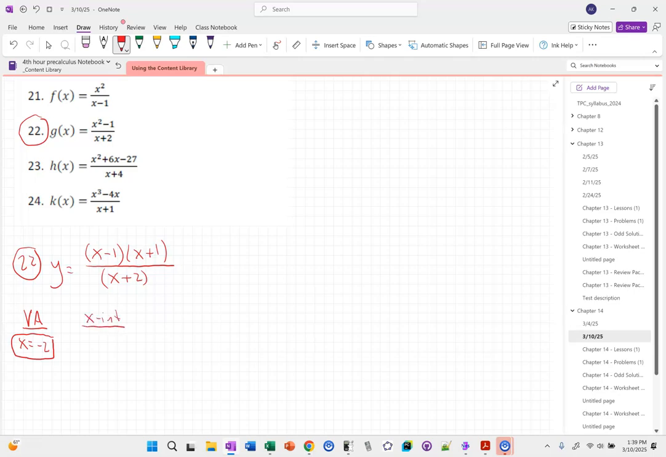How about the x-intercepts? 1 and negative 1. Remember, we're going to write those as points, though. Everybody okay with how she got that? Setting the numerator equal to 0 and solving.